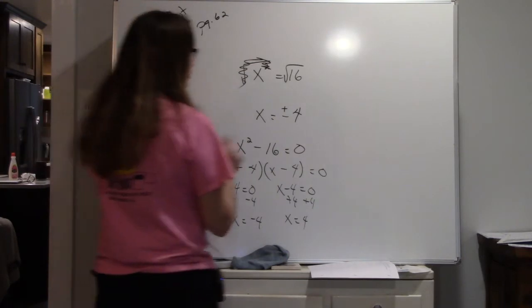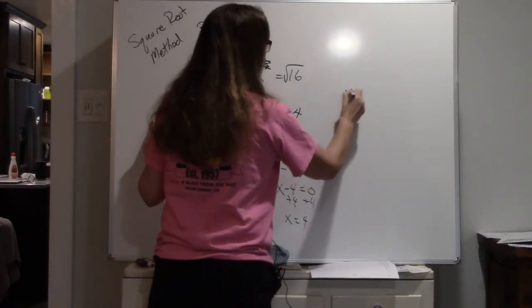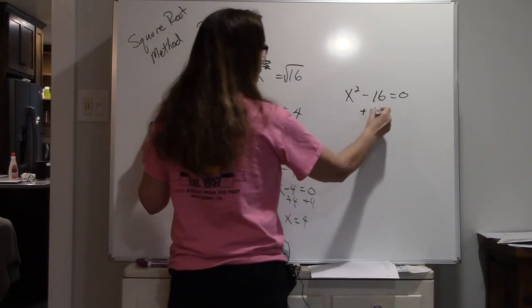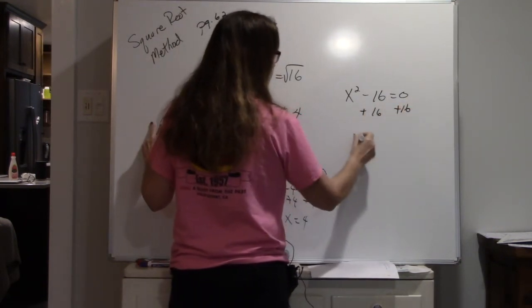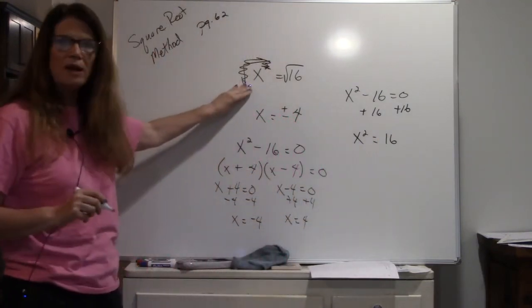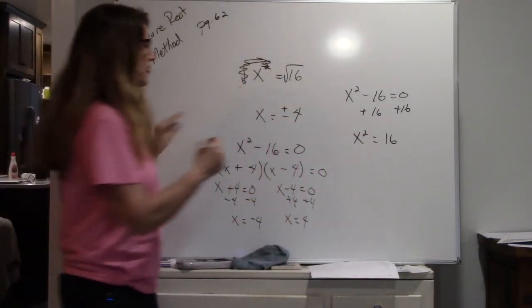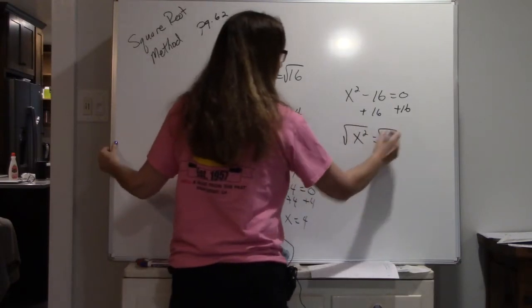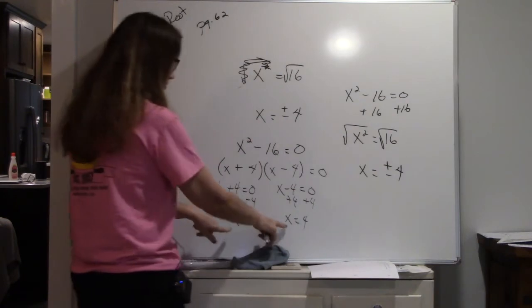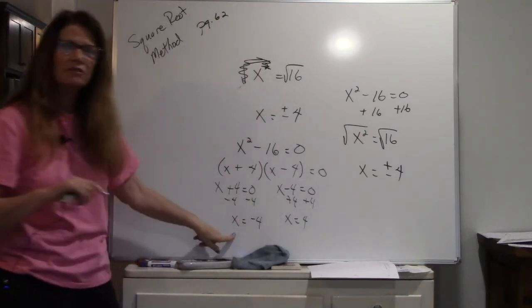The other way to do it is with the square root method. If I bring this 16 over as a positive 16, I have x squared equals 16, and now I am right back to what we did at the very beginning. I'm going to square root both sides. I have x equals plus or minus 4, which is exactly what I have here when I factored it.